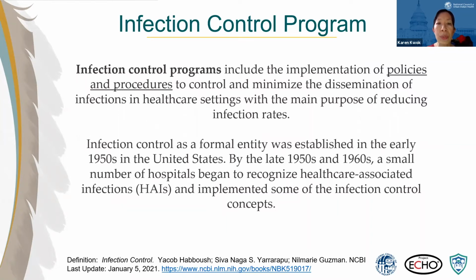In an infection control program, there are the actions in which we develop policies and procedures to control and to minimize the dissemination of infections in healthcare settings, with the main purpose of reducing infection rates. Infection control as a formal entity was established in the early 1950s in the United States. By the late 1950s, a small number of hospitals began to recognize that healthcare-associated infections existed and that an infection control program needed to be implemented. Next slide.